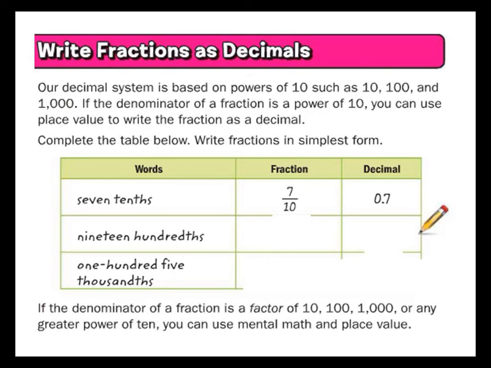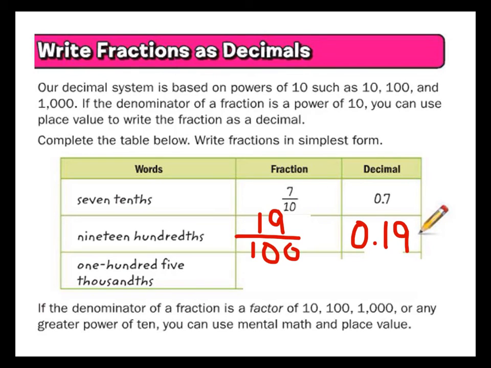19 hundredths. So we need to write these both as a fraction and as a decimal. Okay, so what would the fraction be? Who will tell us? Elise. 19 over 100. Easy enough. 19 hundredths. What is 19 hundredths as a decimal? Carson? 0.19. Very good.